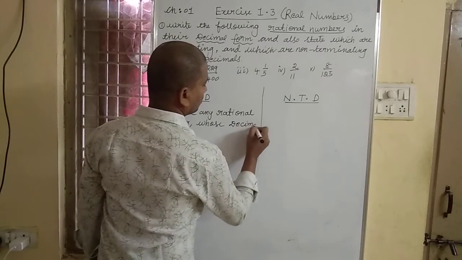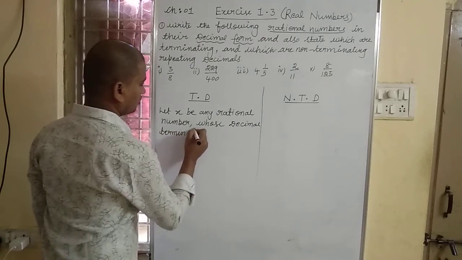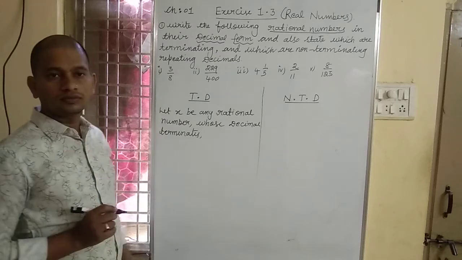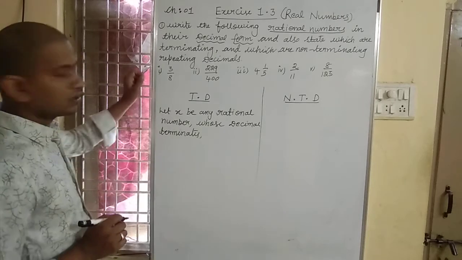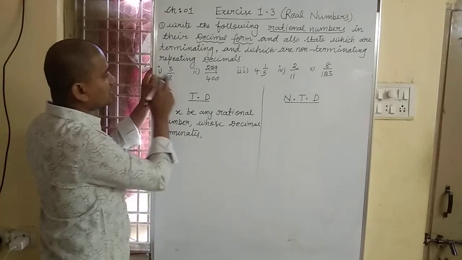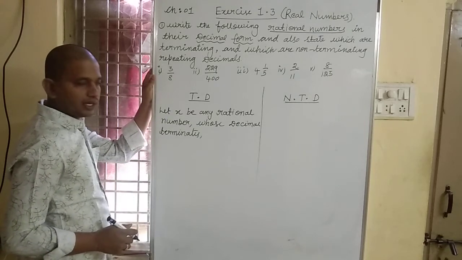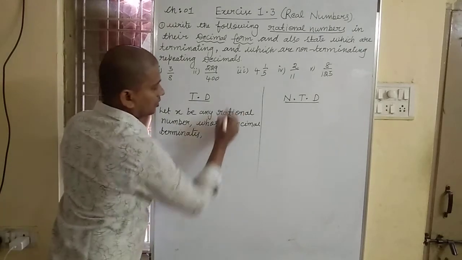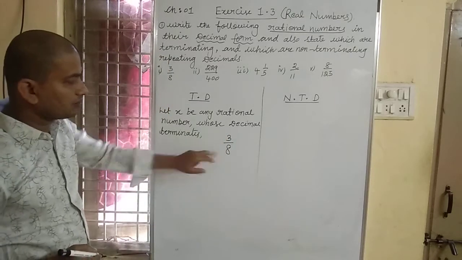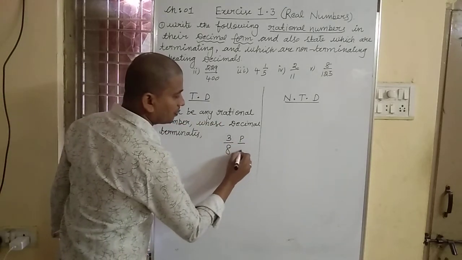Let x be any rational number whose decimal terminates. Suppose you take 3 by 8. Let me write here 3 by 8, which is a rational number, because it is in the form of p by q.